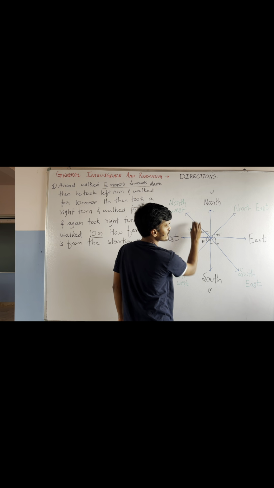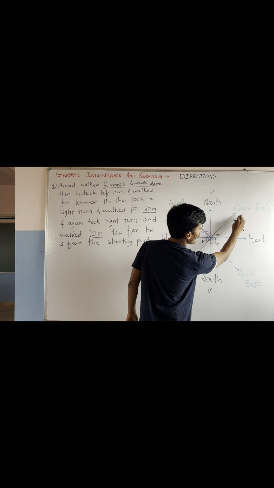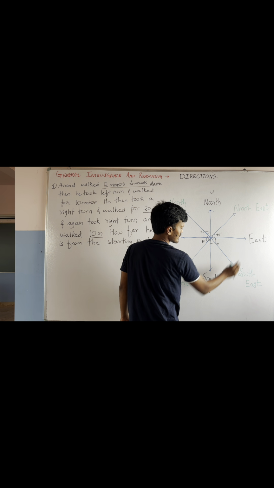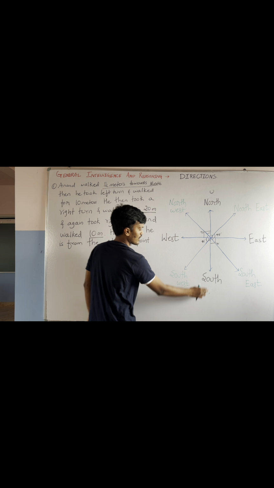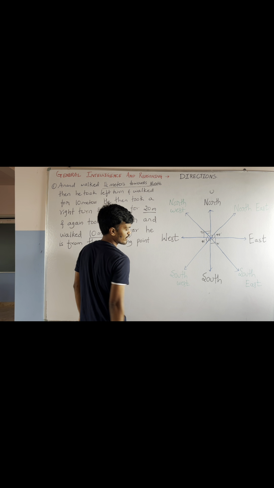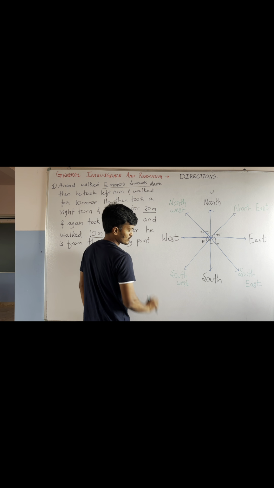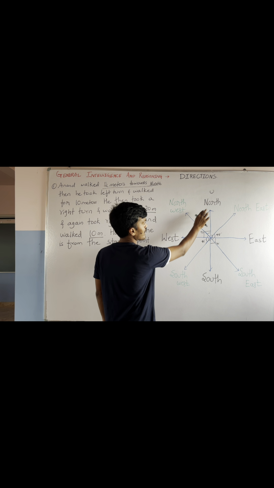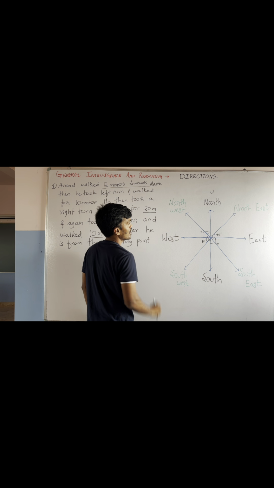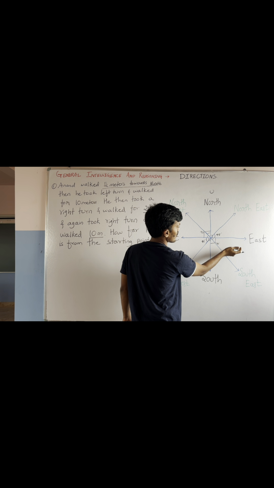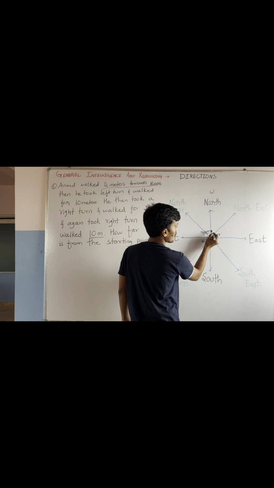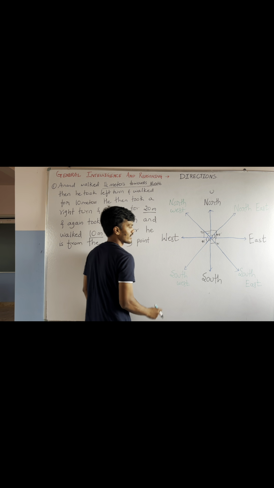Between north and east there will be northeast. Between east and south there will be southeast. Between south and west there will be southwest. Between west and north there will be northwest. Between these directions there are different angles: one is 90 degrees, another is 45 degrees.